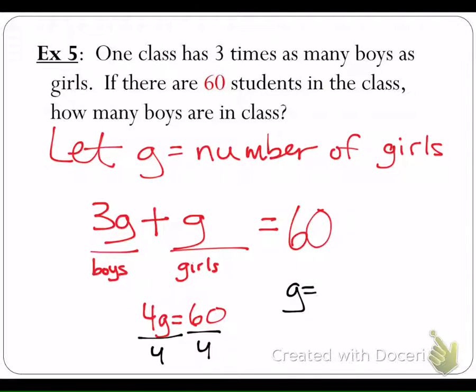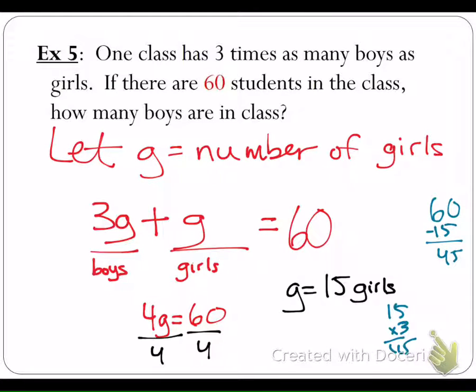So there are 15 girls. That's not what I'm trying to find. I'm trying to find how many boys there are. So if I take away the number of girls, that would give me the number of boys. Or you could just remember that there are 3 times as many boys, so you could multiply it by 3. Personally, I do it both ways and see if you get the same answer. And you do, right? That's 45. Or if you do 15 times 3, that's also 45.